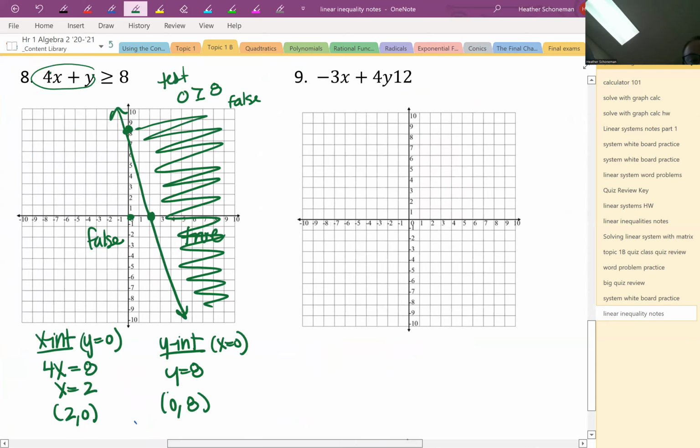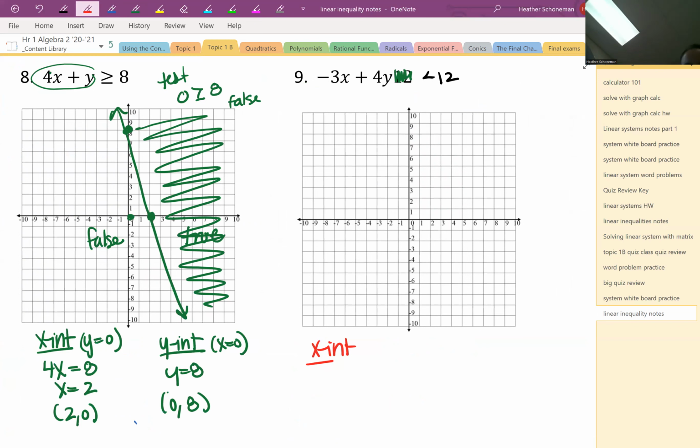Okay, last one. This one did not type well. So we're going to make this -3x plus 4y is less than 12. Okay, let's find our intercepts. So the x-intercept is when y goes away. So I get negative 3x equals 12. So x is negative 4. So my x-intercept is negative 4, 0. Here, because it's a less than, I've got open circles.